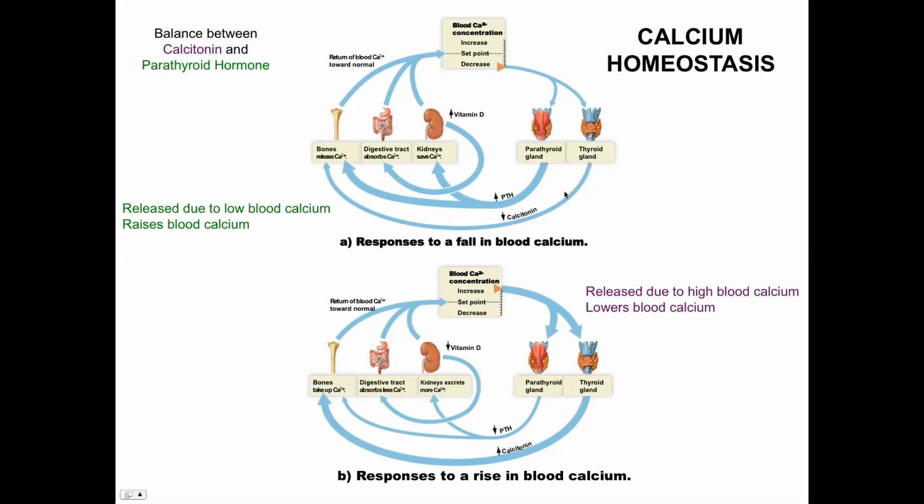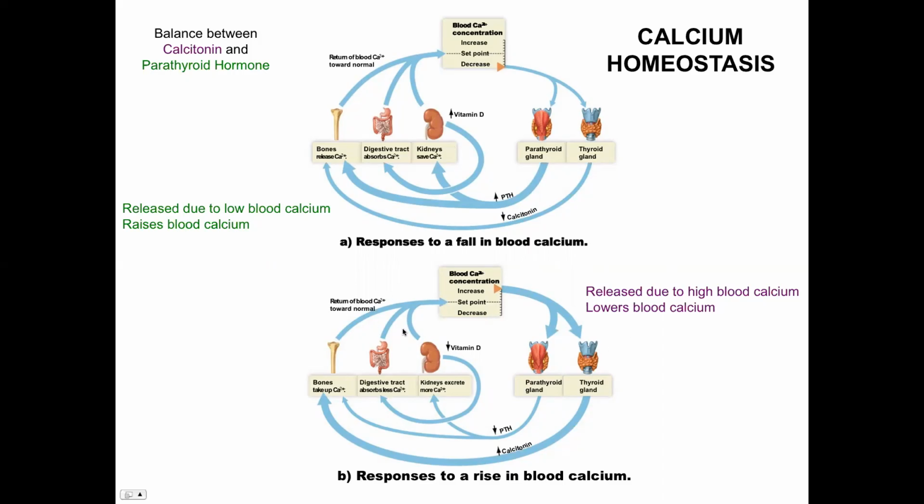What you're going to do is then drop down your levels of... so you've got low blood calcium, so you need to raise blood calcium. So you're going to increase your levels of parathyroid hormone and you're going to lower your levels of calcitonin, all right? So that way you're going to save calcium from the kidneys, absorb it from the digestive tract using vitamin D, right? And you're going to release calcium from the bone.